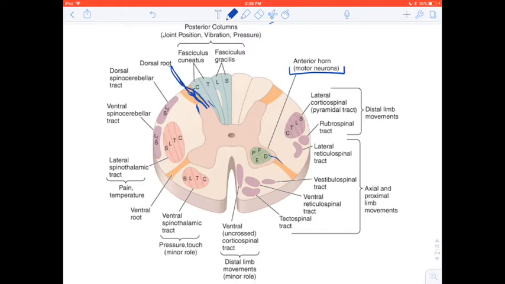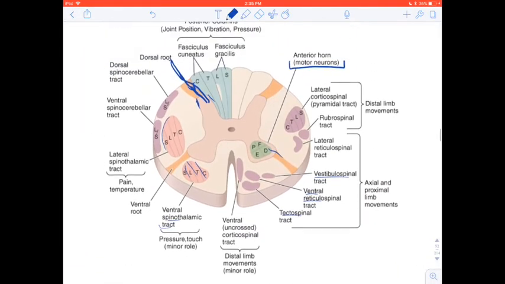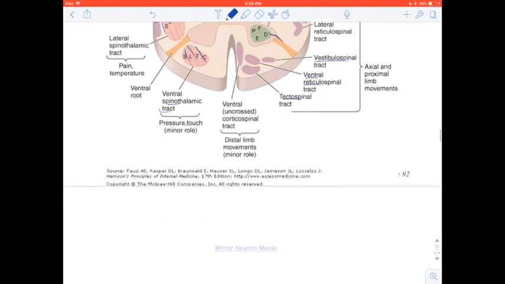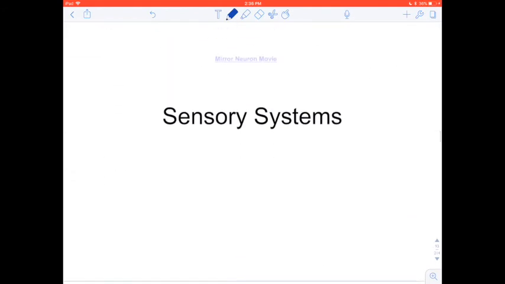The rest are going to be all these other tracks that we're not going to worry about right now. We are going to talk about the spinothalamic tract, but we don't have to know all these little subdivisions. And then things like the tecto, reticulo, vestibulo, all of our little extrapyramidal tracts, which we'll get to. All right, so now we're on to sensory systems. So let's outline this in detail.